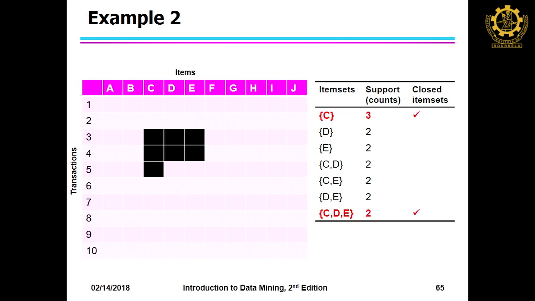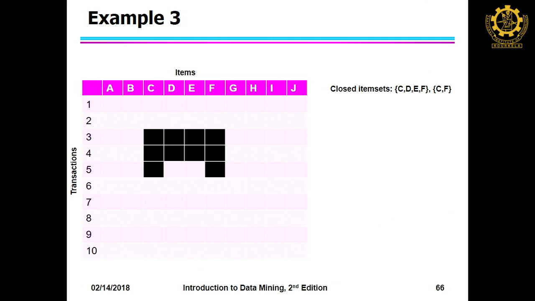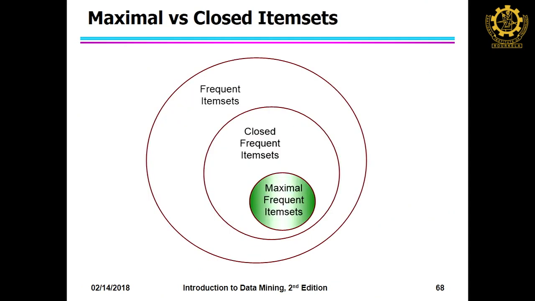So, let us see. Here the frequent item set is much bigger, the closed item set's cardinality is much lesser than the frequent item set, and the maximal frequent item set is much smaller in cardinality. So, I stop here.